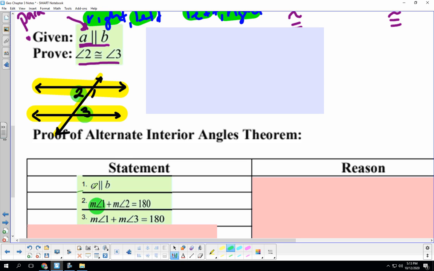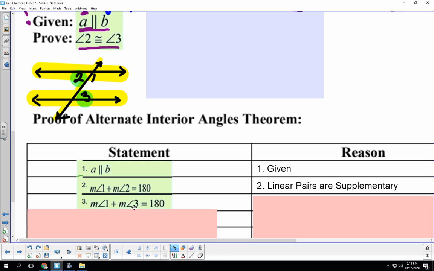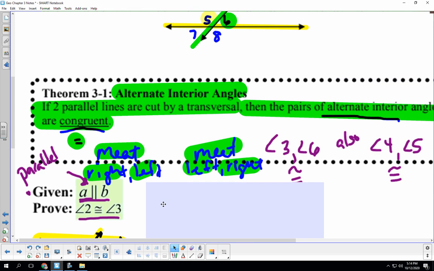All right, so when we declare the item that was given to us, the reason we're able to justify the declaration is, given. All right, measure of angle 1 plus the measure of angle 2. How dare we say that they're equal to 180? Well, what gives us the right? Oh, linear pairs are supplementary. So that means they add up to be 180. Alrighty, now measure of angle 3 plus the measure of angle 1 equals 180. What gives us the right to say that?